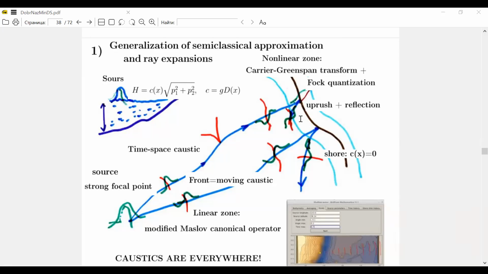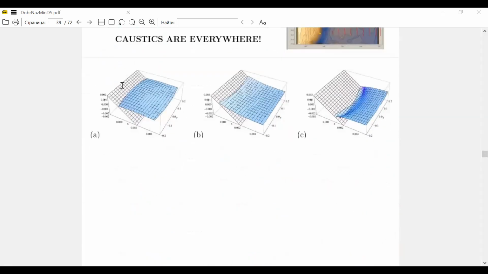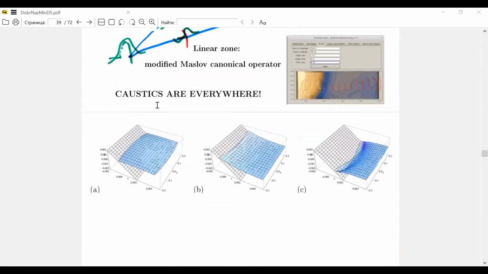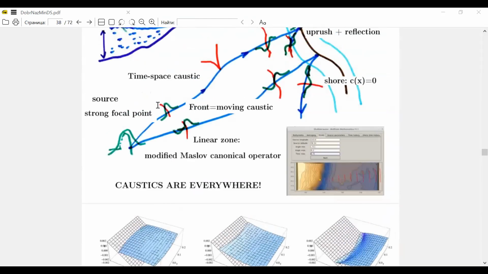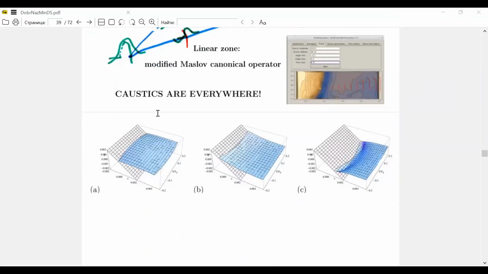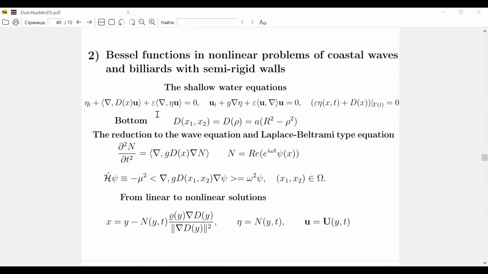So this is some application, and it is just some pictures of how. But it's in the process, because application to the real tsunami requires a lot of additional work in the process.